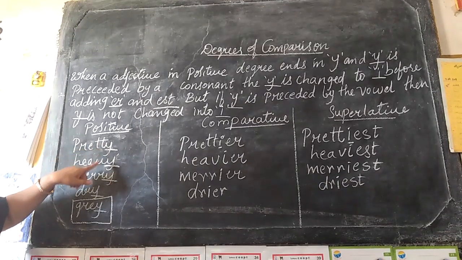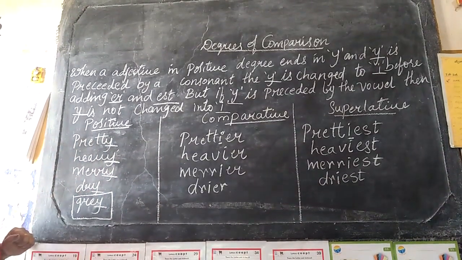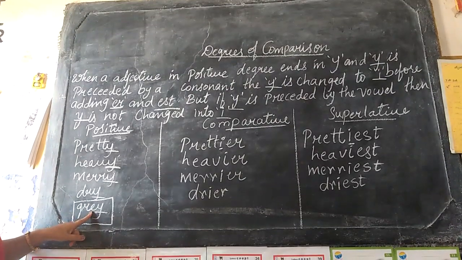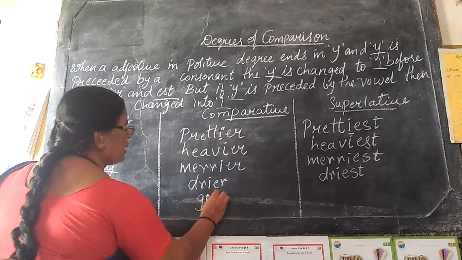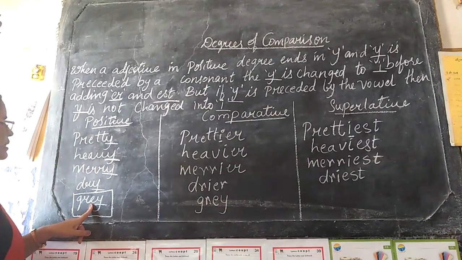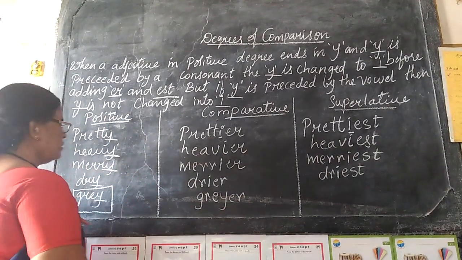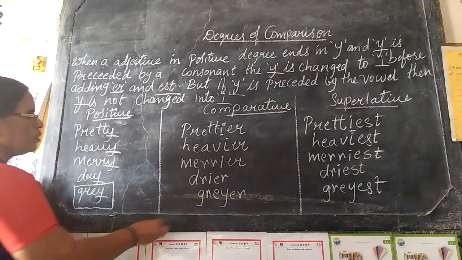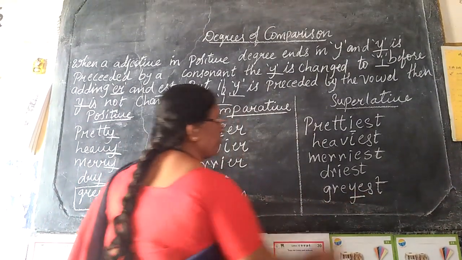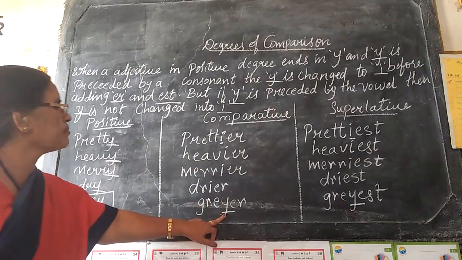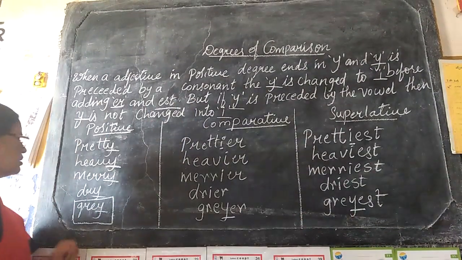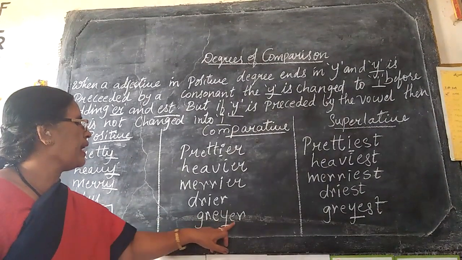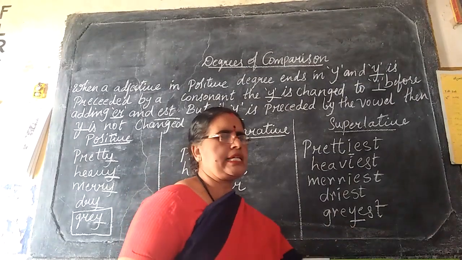You have consonants before Y in the earlier words. Here you have a vowel, E. So they are not going to change. G-R-E, Y is written as it is, and add E-R: grayer. Grayest. Watch carefully. Why do we write Y here? Y is written as it is because you have a vowel before Y. So we write the same thing and add ER, and write the same thing and add EST.